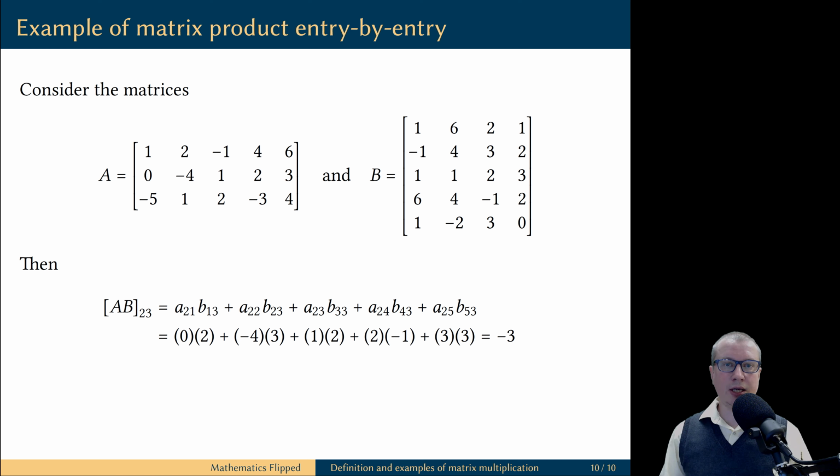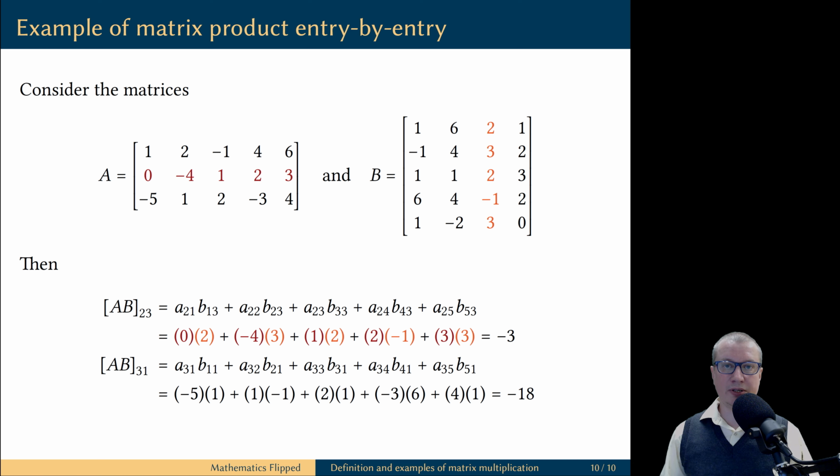Let's compute the entry in position 2,3 of the product matrix. For this, we take row 2 of matrix A and column 3 of matrix B, and we take the dot product of these two lists of numbers. To compute the entry in position 3,1 of the product matrix, we take row 3 of matrix A and column 1 of matrix B, and then we take the dot product of these two lists.